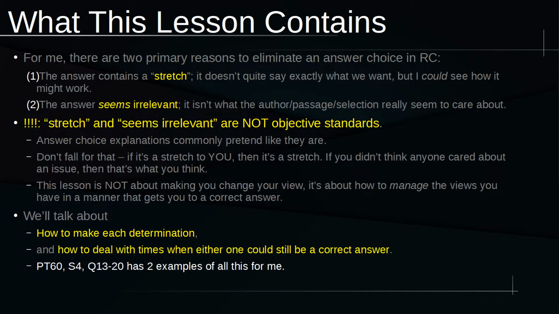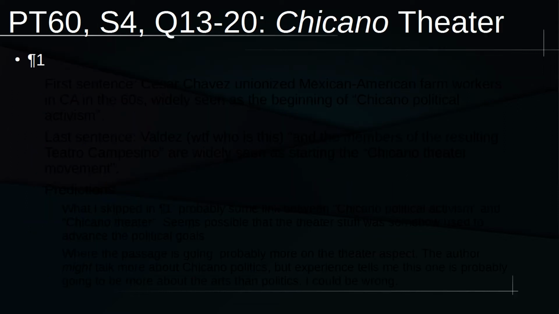And to do that, I'll be looking at Prep Test 60, Section 4, questions 13 through 20. I believe that is passage 3. I consider that the whole passage I didn't like, but there are 2 particular questions on that I think demonstrate what I'm trying to talk about the best. So because this is going to be long enough, I'm just going to dive right into it. Here's the passage. It's about Chicano theater.